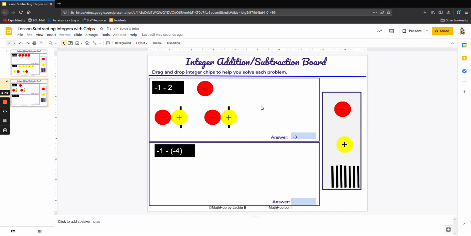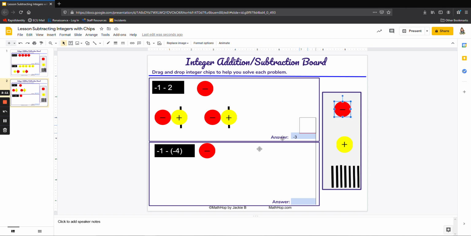Okay? All right. My next one. I have -1, and then I'm going to take away -4. Okay? So for this one, I am going to start with -1. And once again, I can see that I don't have 4 that I can take away. So I'm going to add zero pairs, okay, until I have 4 negatives up there, okay?